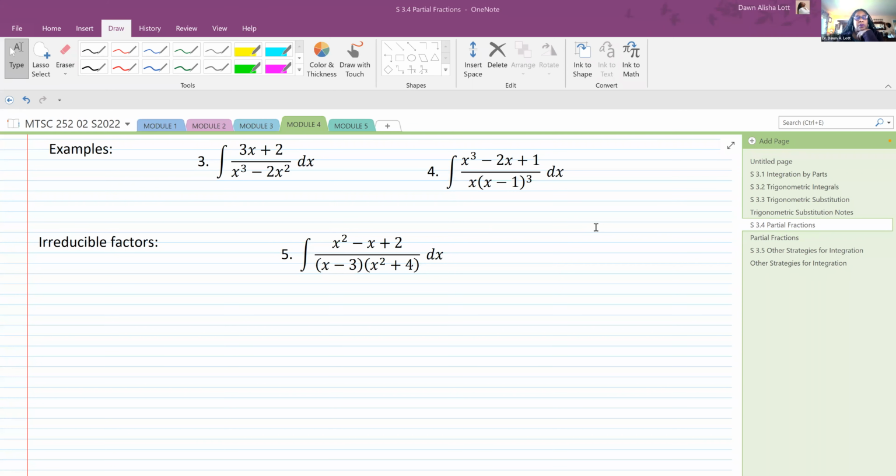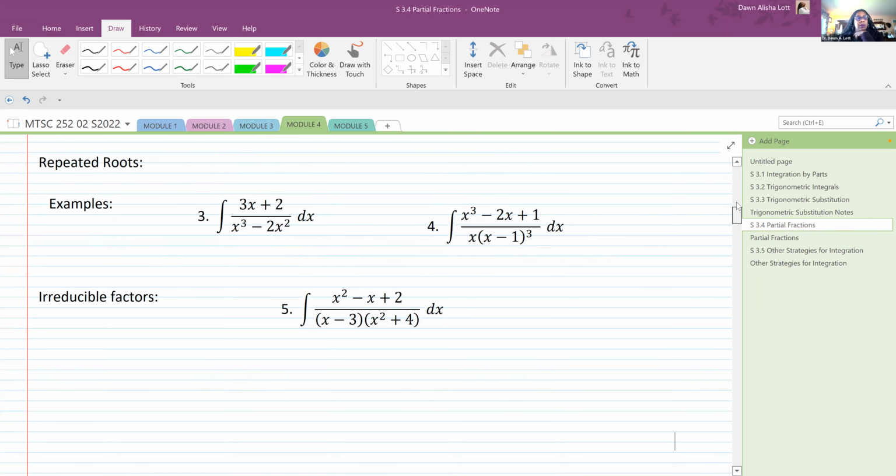Hello, everyone. Okay, so the section that we finished right before the end of spring break was partial fractions. And in that section, we learned how to integrate the following things.